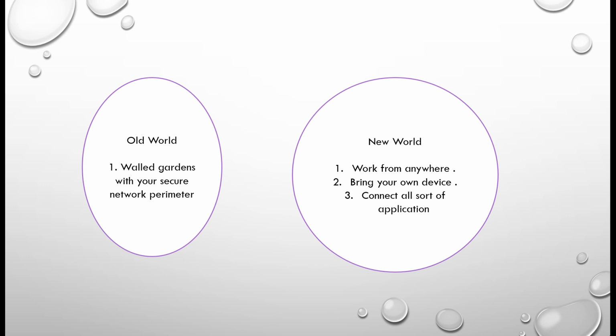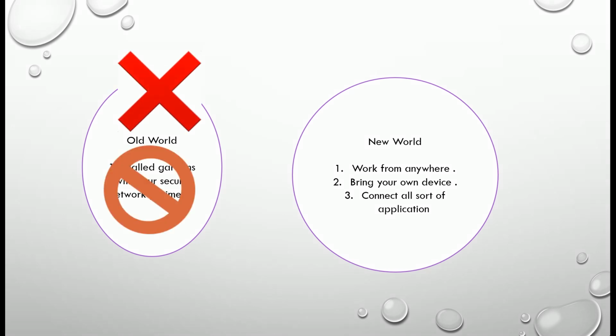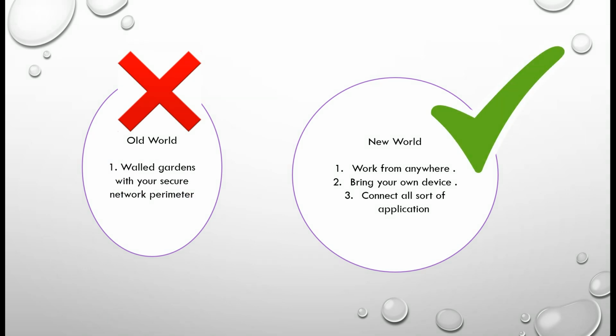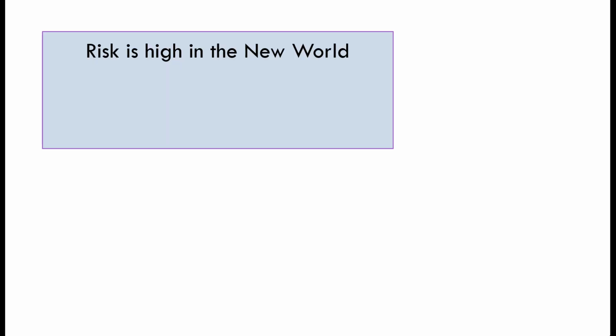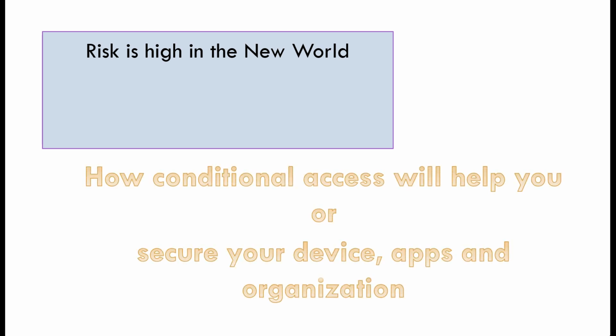In the old world, it was something like a walled garden with a secure network perimeter. It doesn't work anymore. The old world is history now. In the new world, we are working from anywhere, bringing our own personal devices into the work environment, and connecting all sorts of applications. So what happens? The risk is high in the new world. So how will conditional access help you secure devices, apps, and the organization?